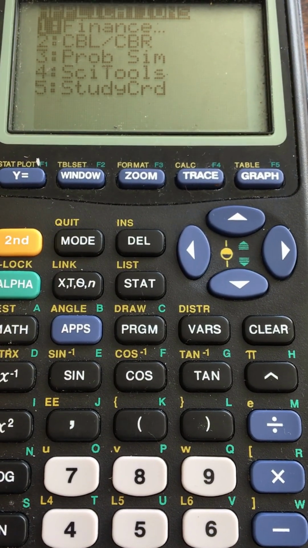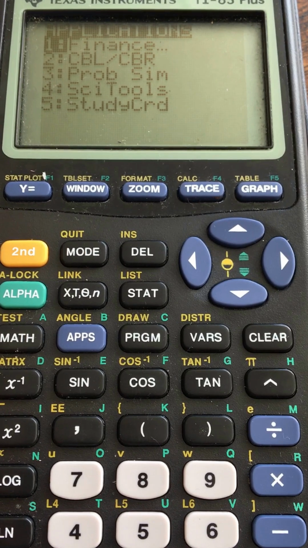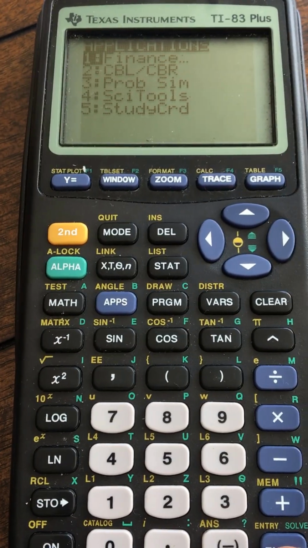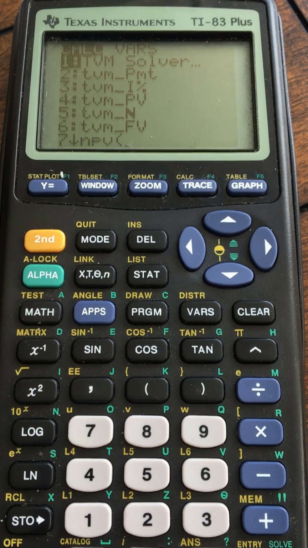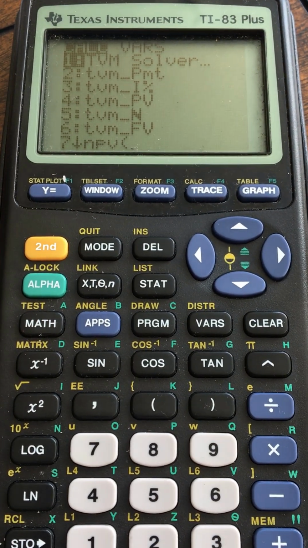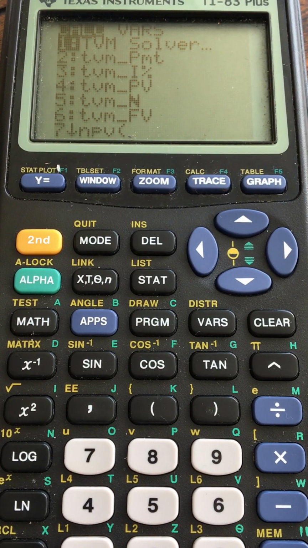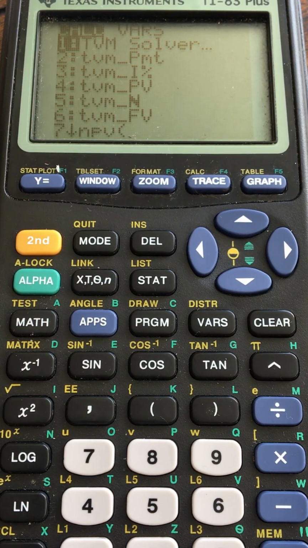When I click on Apps, it gives me a variety of applications. For this one, we're going to select Finance. So we'll go down and hit Enter. And you'll see that it gives me a variety of options. The first one is the most important, which is the TVM Solver, which means Time Value of Money Solver.